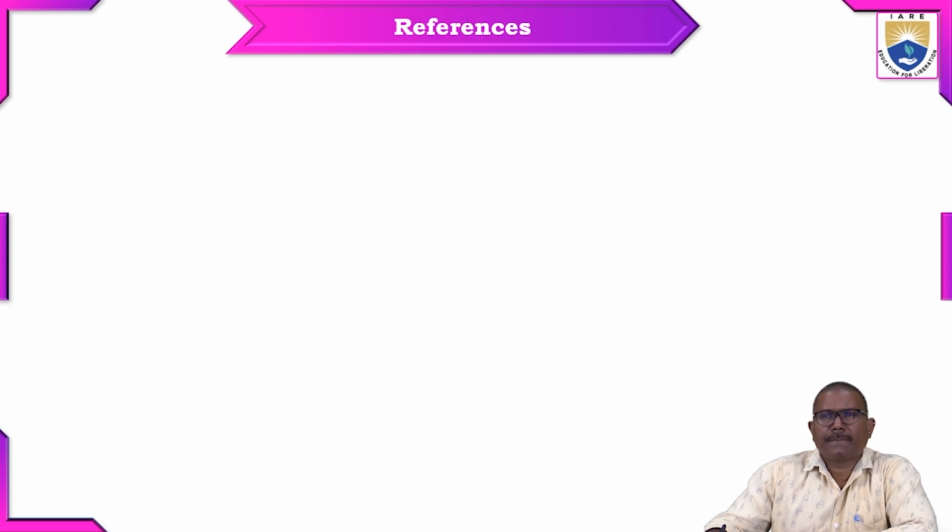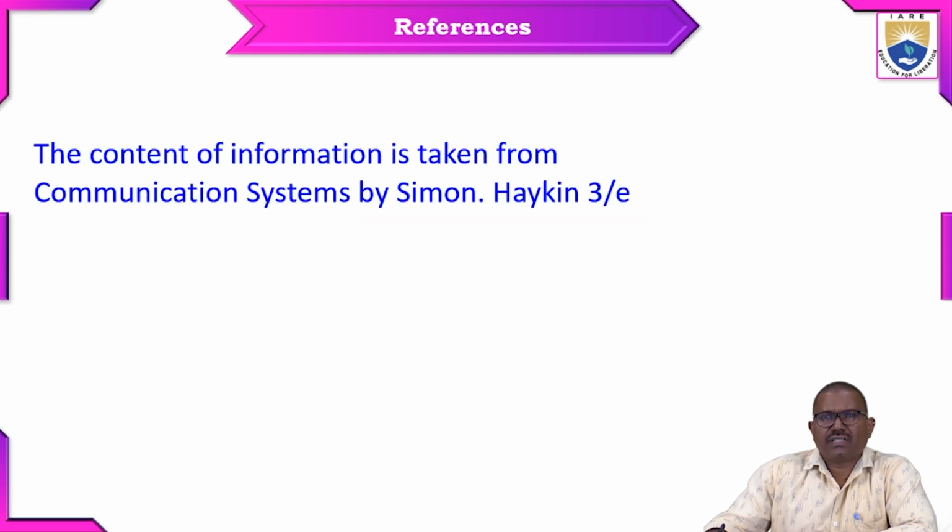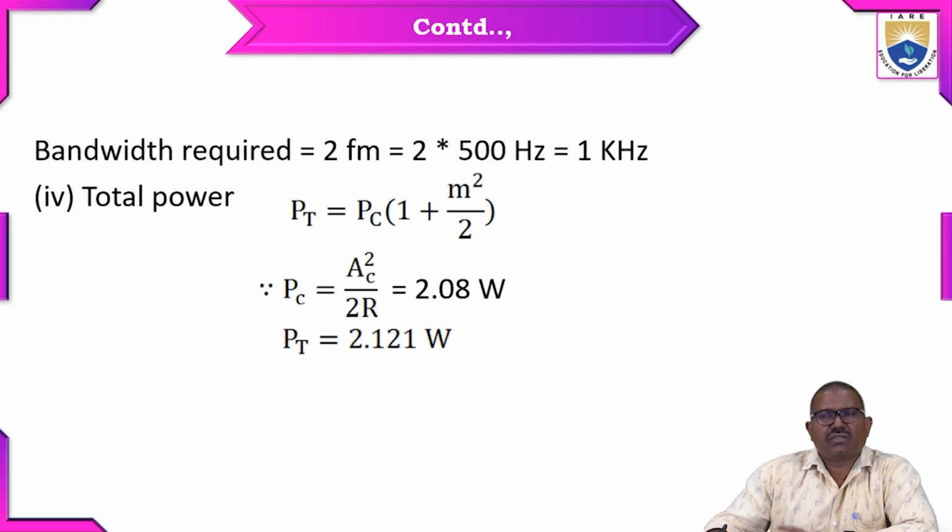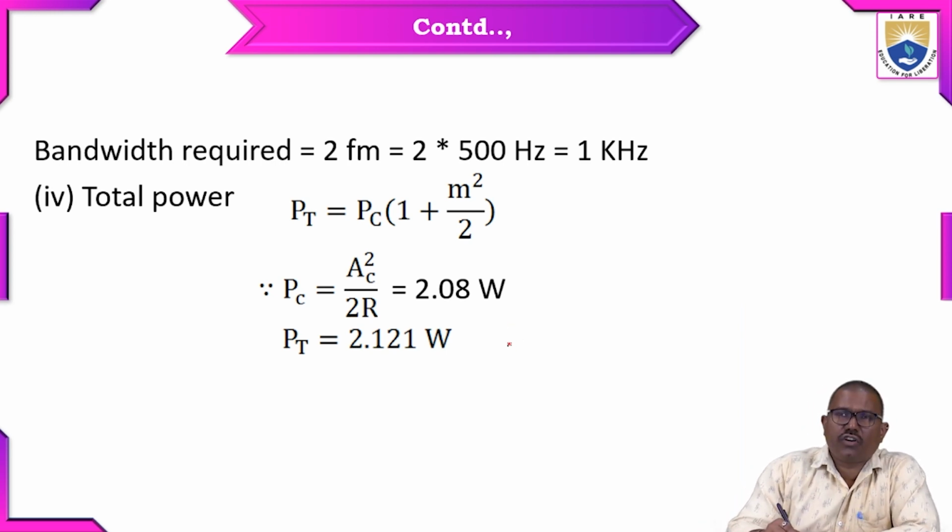References here are taken from Sama Hakun and different textbooks like digital communications. So these are the different types of problems in AM systems. In the next coming sessions we are dealing with DSB and SSB.